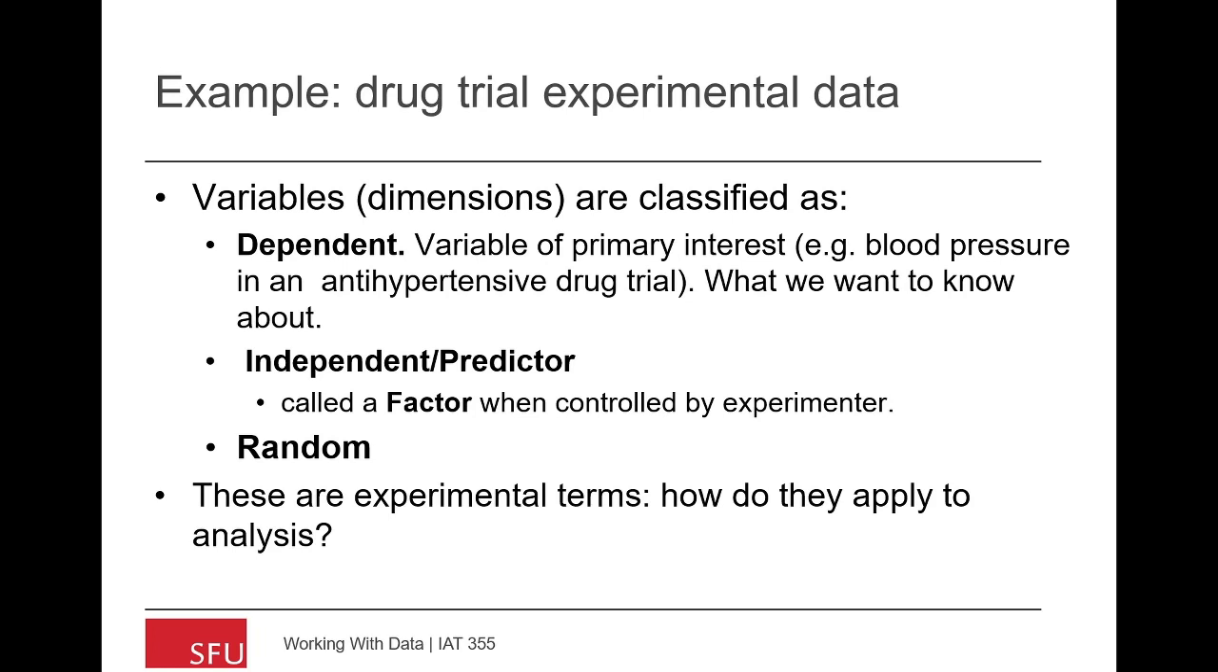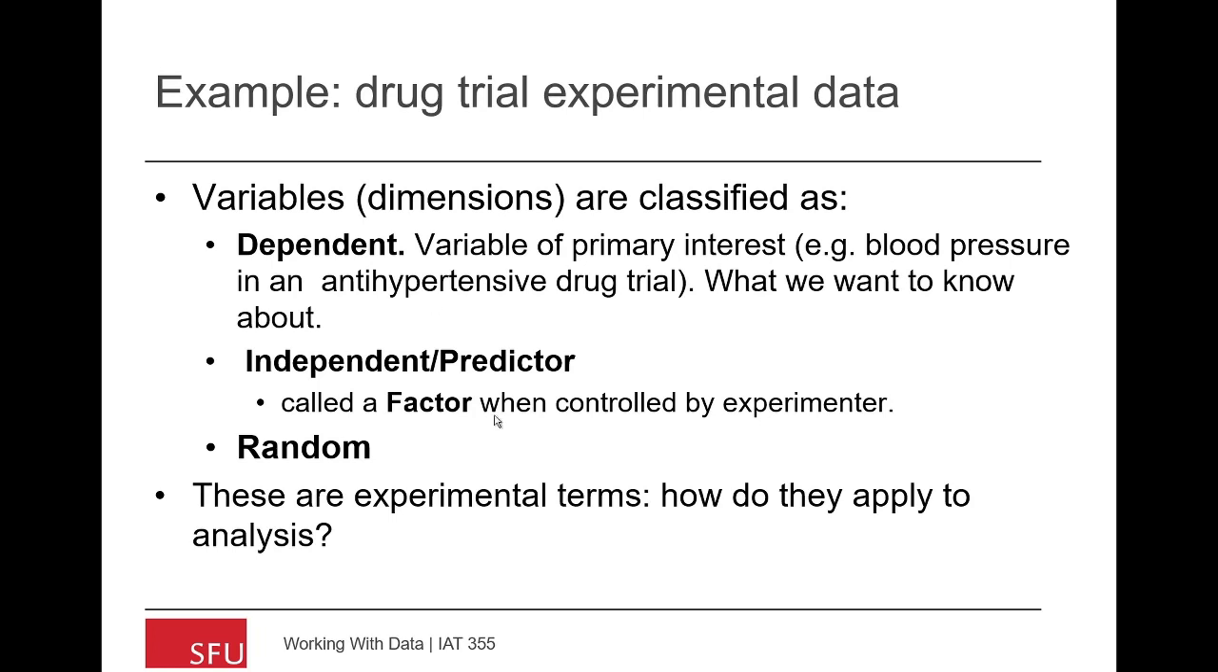So, for example, in a hypertensive drug trial, it might be blood pressure that you care about. The purpose of the drug is to lower blood pressure, so as to reduce the risk of stroke, and therefore it's a dependent variable. Does the drug reduce blood pressure in people who take the drug? And it's what we want to know about in the experiment.